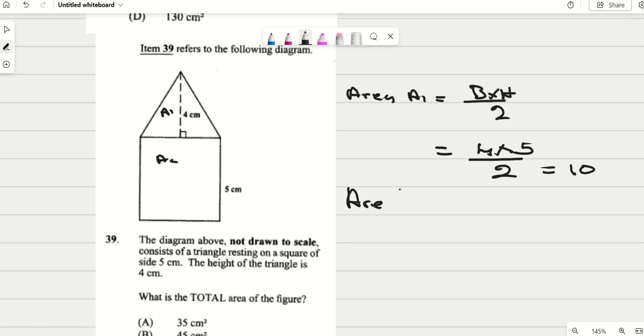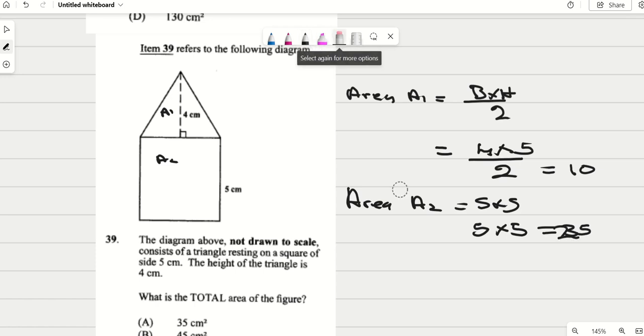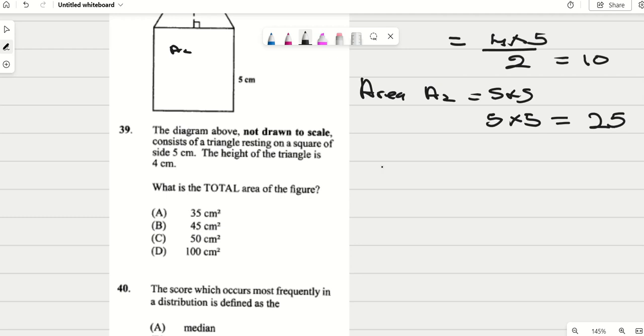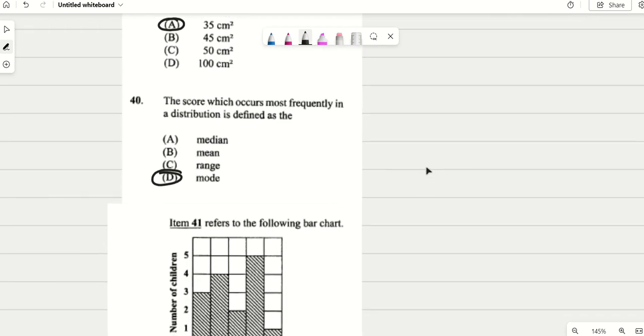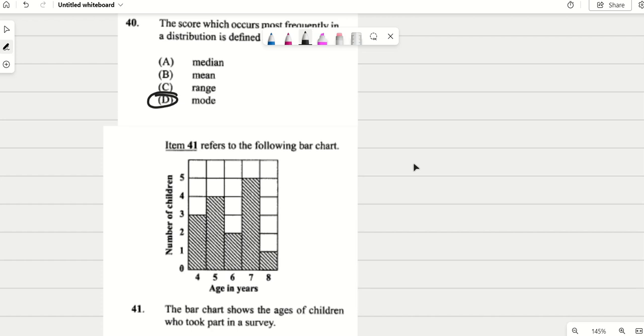And then the area of A2 is equal to side times side, which is 5 times 5, which is 25. And when you add 10 plus 25, that will give you a total area of 35. So my answer is E. The score which occurs most frequently in a distribution is defined by most frequent, which is your mode. Median is the middle, mean is your average, range is just a range of values.